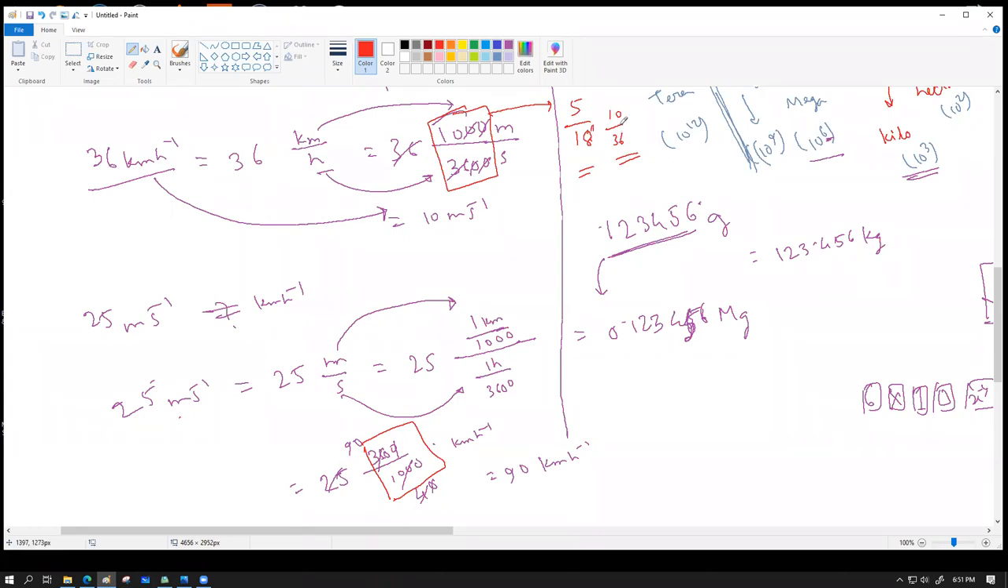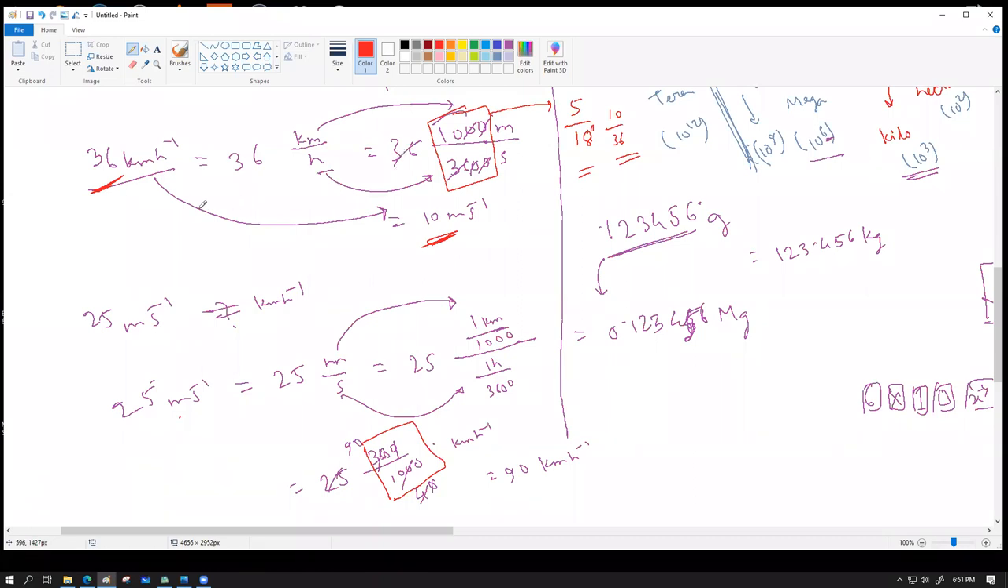Proper fraction. This is a proper fraction because the numerator is small and the denominator is larger, which essentially means that the final answer should be numerically smaller than the original number, because you're multiplying this number with a proper fraction, a number smaller than one.